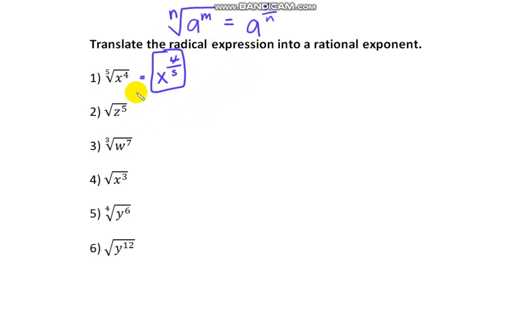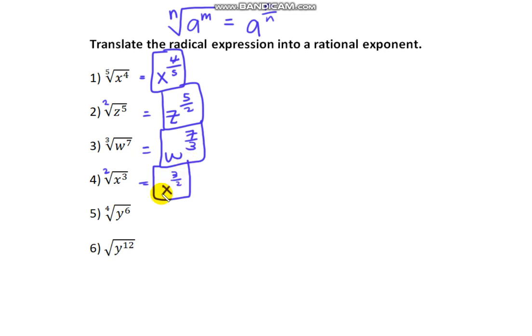This one, what I mentioned in the last video, right? If you don't see a number here, you assume that it's a 2. So when you rewrite this, this is basically z raised to the 5 divided by 2. This one is w raised to the 7 over 3. This one, assume there's a 2 here, so this becomes x raised to the 3 over 2.